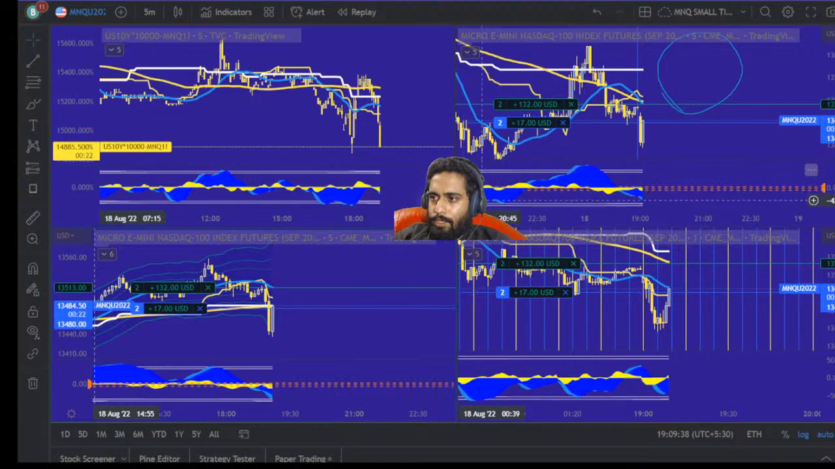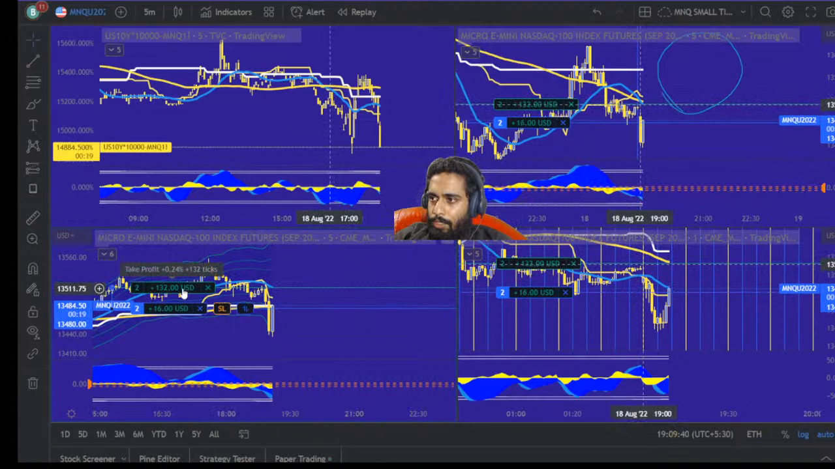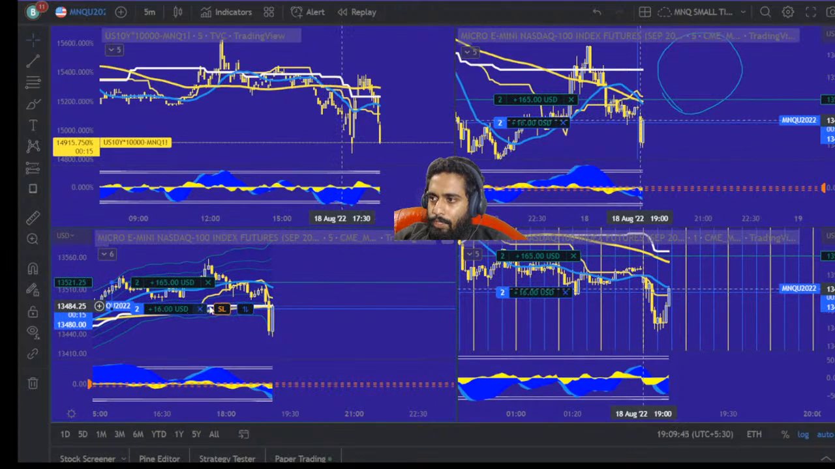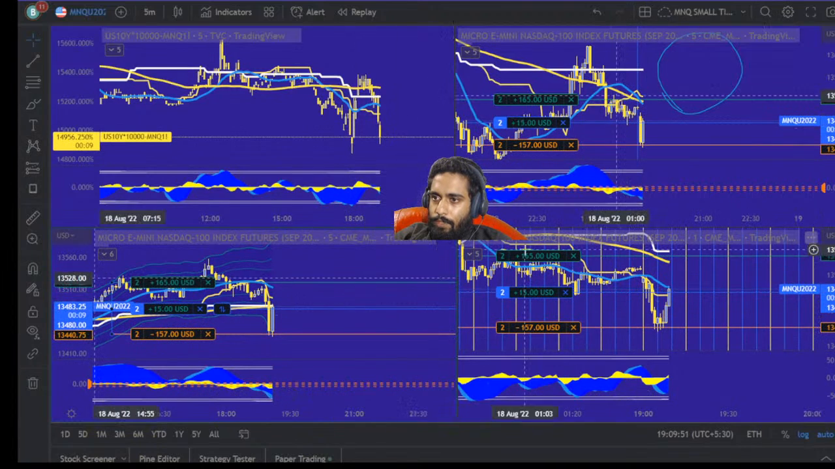Now our order is hit. It's in a good position, so we see where I need to put the stop loss. The stop loss has to be here, in my opinion. Our take profit is also on a good level.